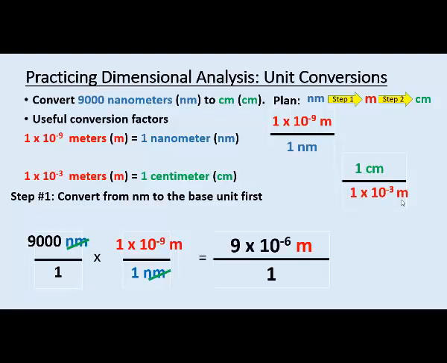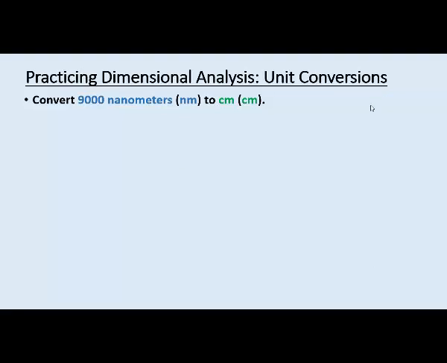I'll get an answer that's 9 times 10 to the negative 6 meters. That makes sense. It should be a very small portion of a meter since I had nanometers to begin with. And so I could say I have 9 times 10 to the negative 6 meters. I'm right here in the middle part between step 1 and step 2. I converted from nanometers to meters. I want to convert now from meters to centimeters. So let's go to a second slide and do the second part of this conversion.